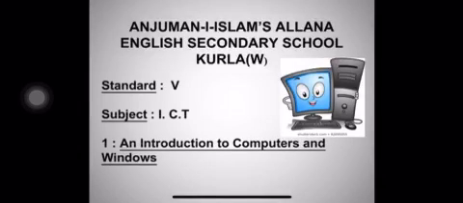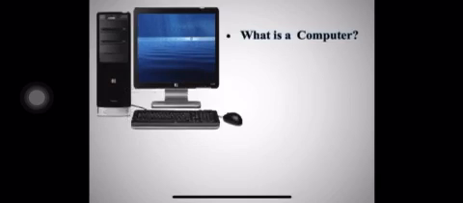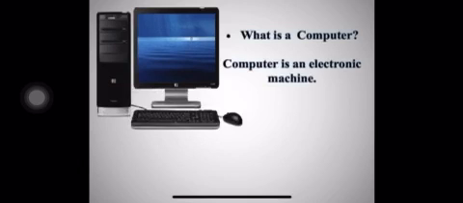Standard 5, Subject ICT. Topic: An Introduction to Computers and Windows. Let us learn what is a computer. According to a layman's conception, a computer is a large box with flashlights, or I can say a container with a robot inside. But in a general and very simple term, we say a computer is an electronic machine which converts raw data into meaningful information.